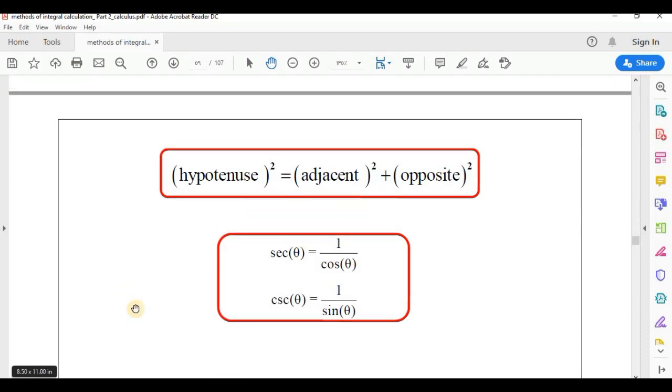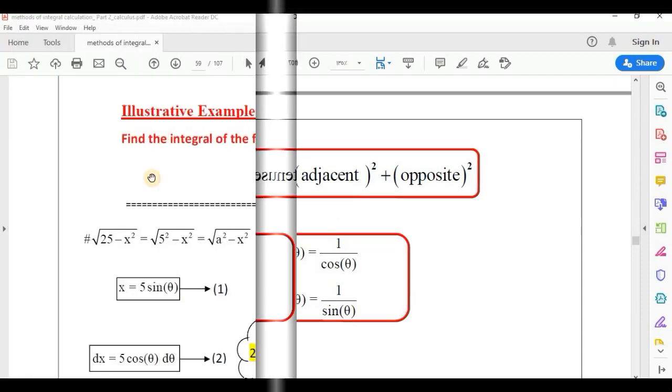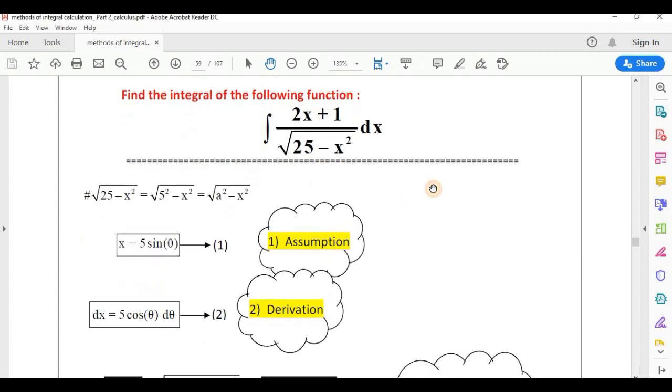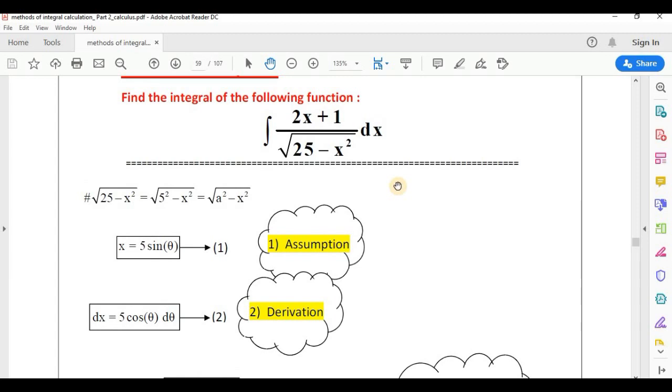Let's see some practical examples and the picture will become more clear. We have this example. Find the integral of the following function. We have this function, and we will find the integral of this one. How will we solve it? We will use the trigonometric substitution. Notice the radical expression square root of 25 minus x squared will be equal to the square root of 5 square minus x square. This form of radical expression is similar to the form square root of a square minus x square.